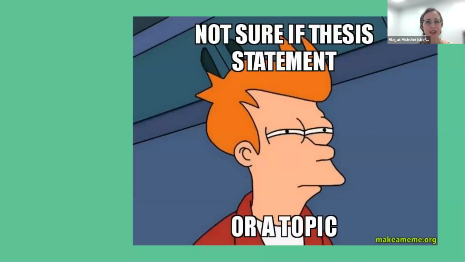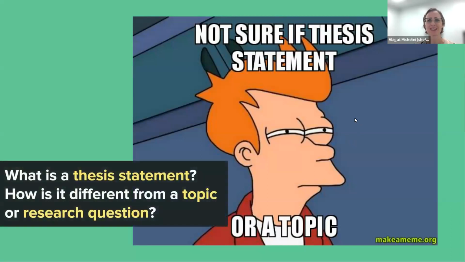If you've ever had to write a thesis statement before, you might wonder how you know it's a good thesis statement or if you're just stating your topic. This is a question that I get from students a lot, especially in the early stages of writing a thesis statement. It's very relatable, right? What is a thesis statement and how is it different from a topic or a research question?